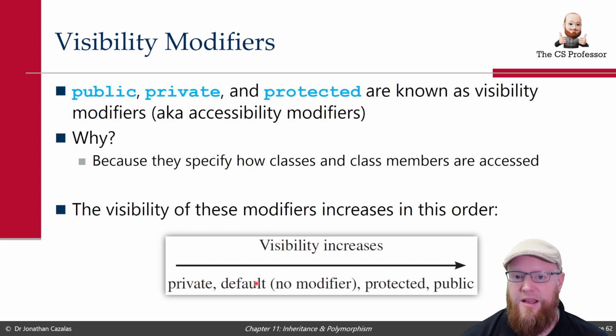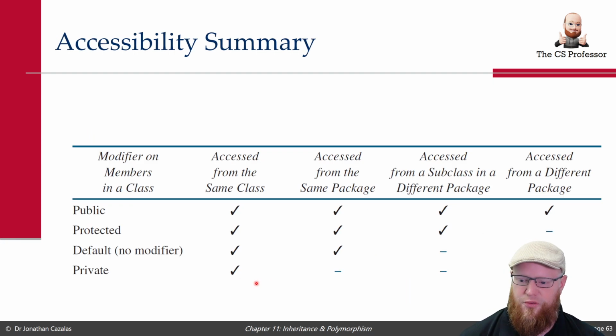Then you have protected, which comes next, which simply means that we can access the data everywhere except if we are outside of the class and not outside of the package and not a subclass. And then public is, of course, a free-for-all.